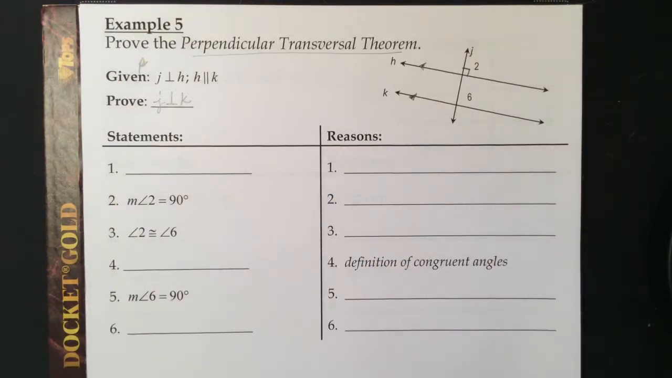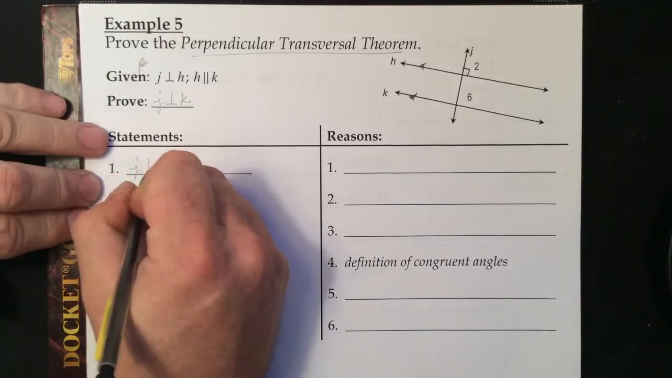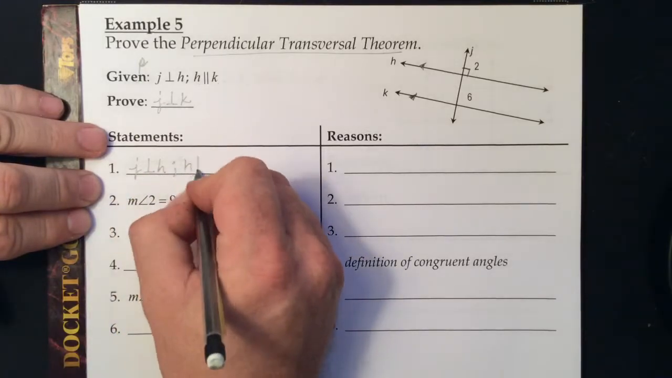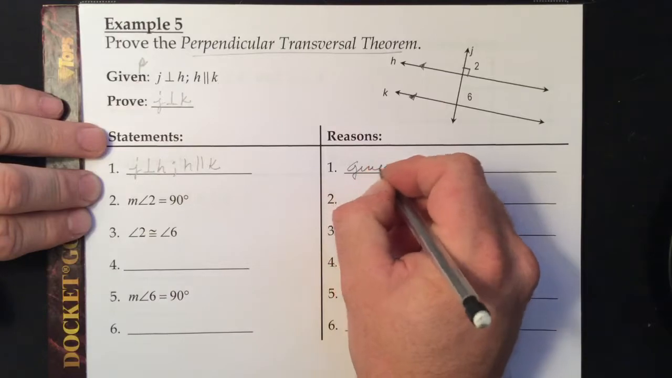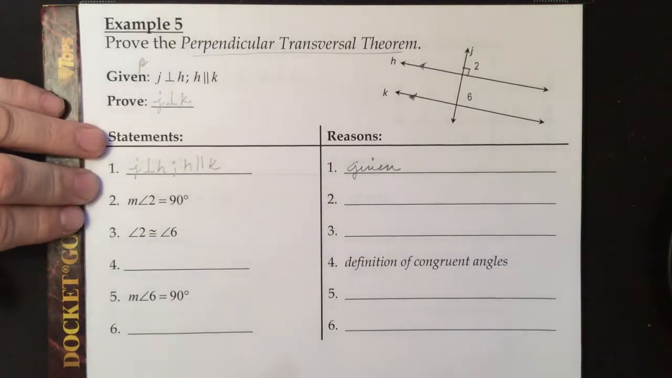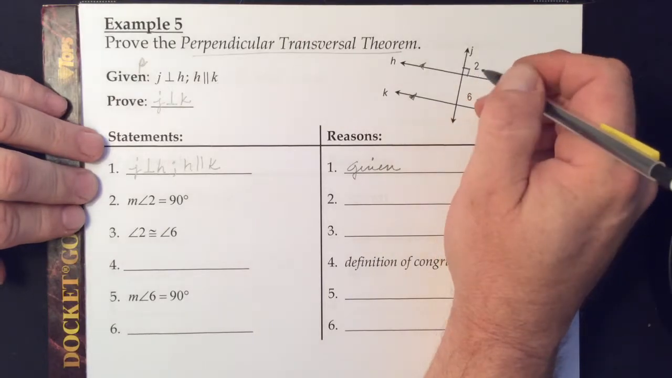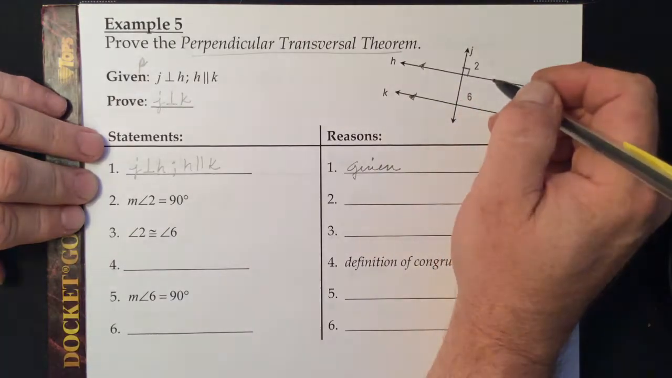So starting off, we have our given information. Line J is perpendicular to line H, and line H is parallel to line K. It's all given to us. We've marked our drawing. Make sure you mark your diagram as you go. It can be extremely helpful in a proof if you'll do that as you go.